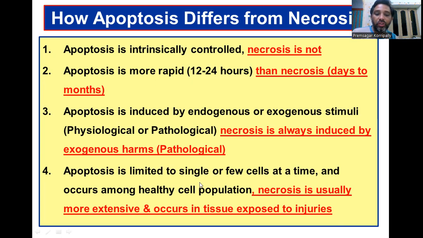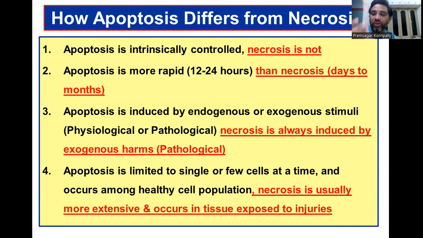Apoptosis is limited to a single cell or a few cells at a time. So it can be restricted to a single cell or a few cells in that environment, and it occurs among a healthy cell population. Clearing of a particular cell, say there are 10 cells, for example, only one cell is infected. Particularly that cell only is removed or undergoes apoptosis.